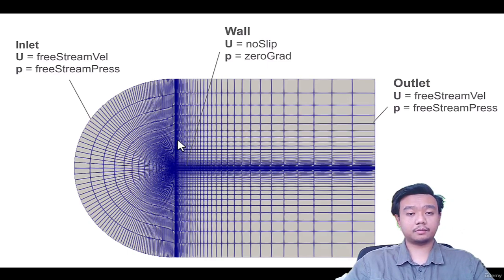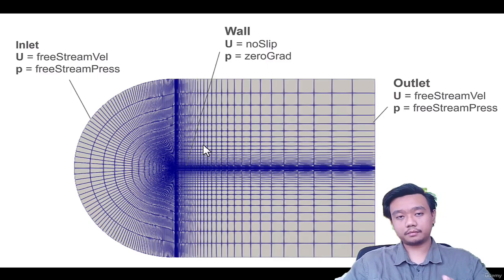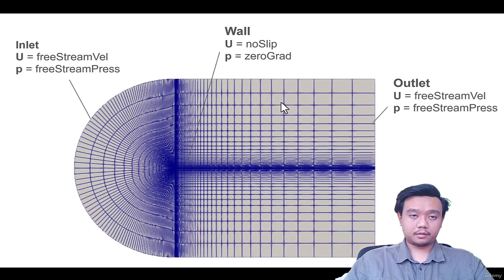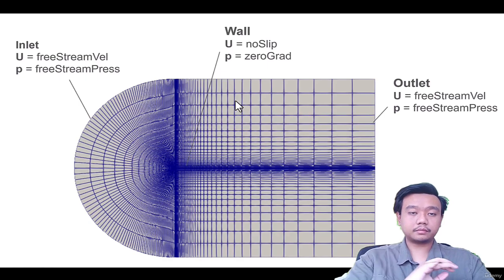But sometimes we can also modify the external flow by considering the ground. Let's say we want to simulate a road vehicle, or the Ahmed body. So we also have the wall, which is sometimes a moving wall with the velocity of the vehicle speed. But for aerospace applications, the configuration is like this.